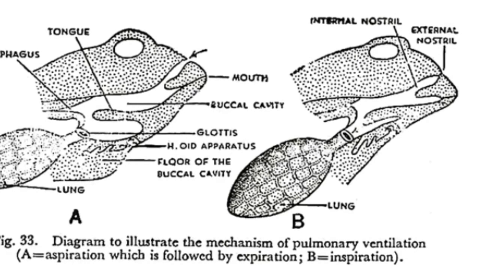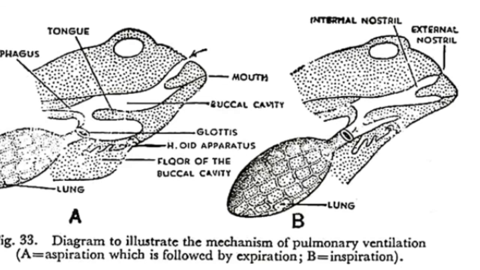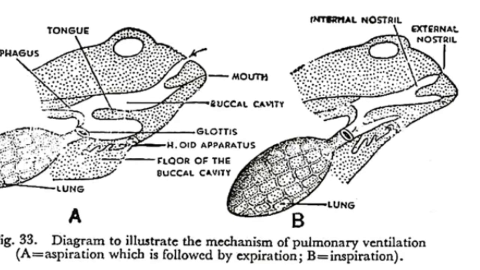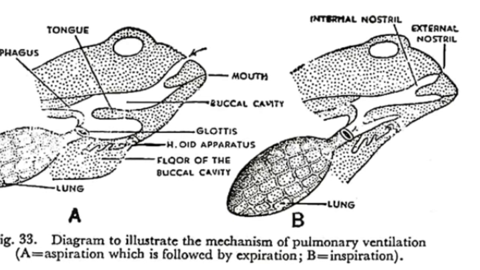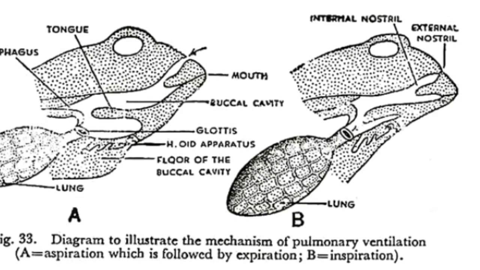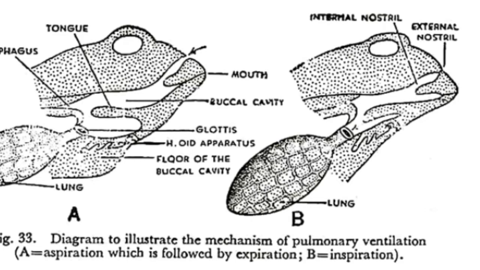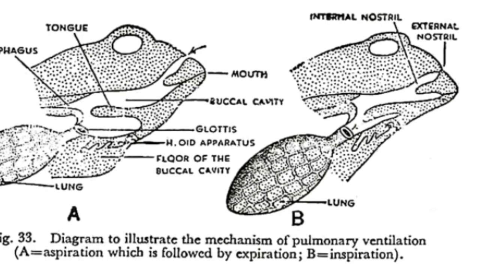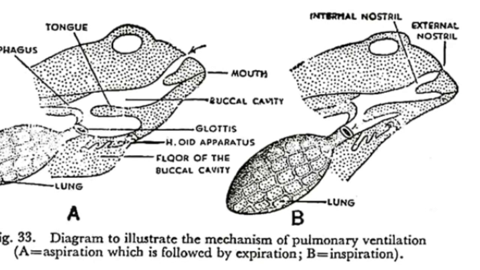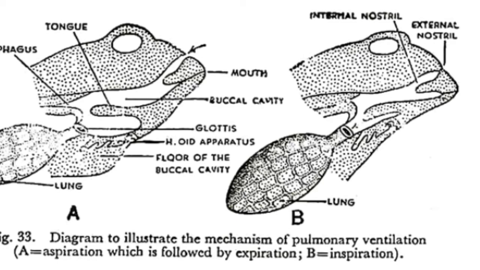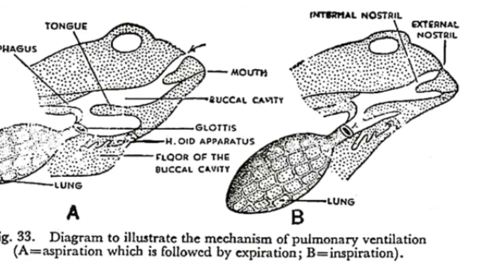The toad closes its mouth and lowers the floor of the buccal cavity, thus drawing air through the external nares. This air is sucked into the buccal cavity through the external nares. As the glottis remains closed, the air cannot pass into the lungs. It is known as aspiration. Second, aspiration is followed by expiration.